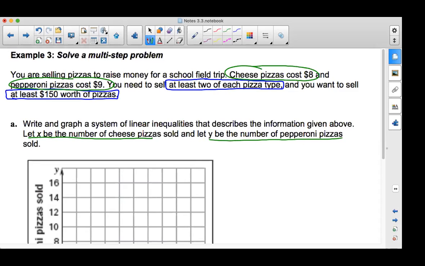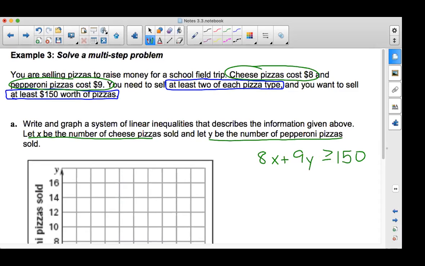If cheese pizzas are $8, I'm selling them for $8. Pepperoni pizzas are $9. I want to sell at least $150 worth of pizza. How could I write an inequality for that? Brooke? Perfect, yeah. At least means that's my minimum amount. I want to be bigger than that. That's where we use the greater than or equal to sign. So at least, minimum 150. But really, we want to get more than that.